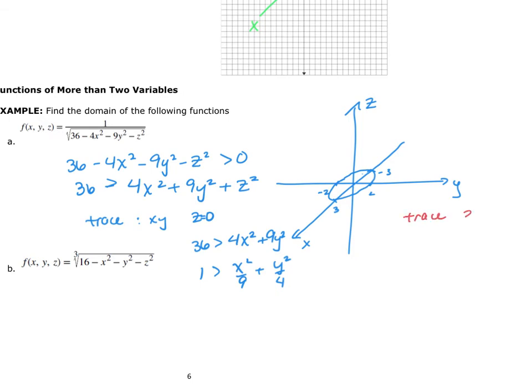So now I'm going to do my trace in the y, or the yz plane. So that means x is equal to 0. So I have 36 is greater than 9y squared plus z squared. And so 1 is greater than y squared over 4 plus z squared over 36. So in the z direction, I'm going to go 6. So here's 6 and here's negative 6. And so my y is still 2, obviously. And so it's going to have some sort of ellipse that's kind of like this.